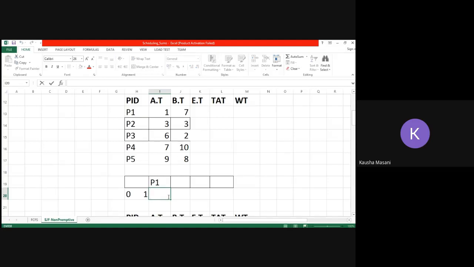Then next process. P2? P3? You have to look at the burst time. P3. Correct. P3 is having the least burst time. Fine. What can you say about its execution time? 10, ma'am.